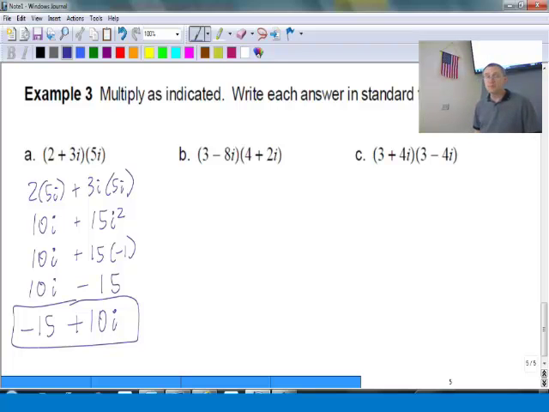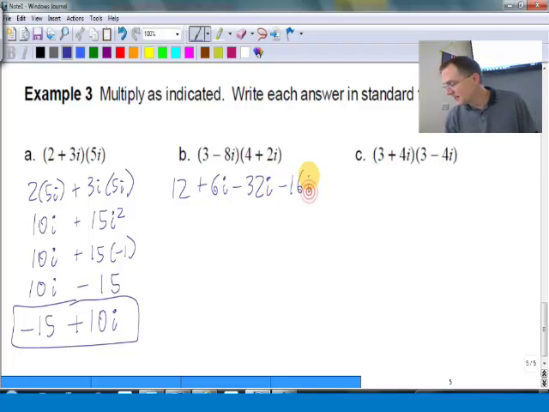So this was not so bad. B part, 3 minus 8i times 4 plus 2i. How shall we do this? FOIL. It's a couple of binomials. FOIL method should work nicely. Nice streamlined process for the distributive property. 3 times 4 is 12. 3 times 2i equals 6i. -8i times 4 is -32i. And -8i times 2i is -16i squared.